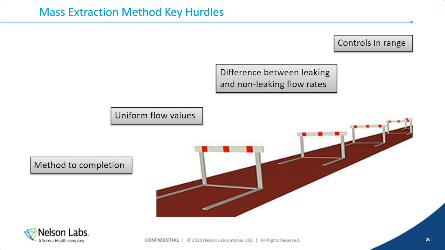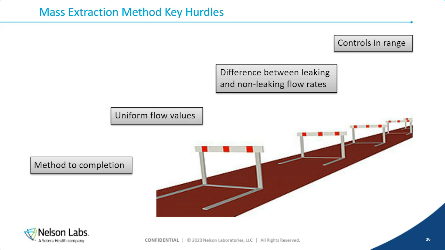So if I'm setting up a mass extraction method, and this is going to be the same for a lot of them, I'm going through these steps or hurdles along the way to try and get my method to the point where it's working. The first step is that I need to get the method to run to completion. We saw in the graph that I have those 2 early leak checks. The test will terminate if it doesn't pass those first 2 leak checks, which means I've got to get to completion before I can even make a judgment about whether or not I have a leak. So that's my first hurdle to overcome.